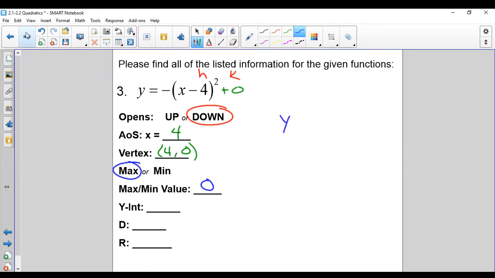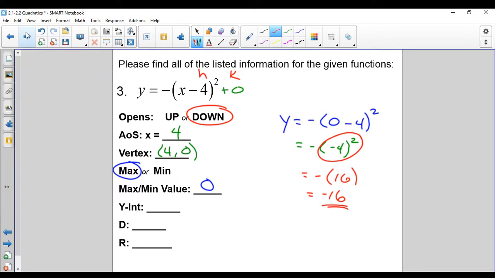Y-intercept, same deal. Plug in 0 for x. Watch yourself with this negative. Plug it in. Again, square it first. -4 squared is 16. Then we have this negative out front, and it becomes -16. So our y-intercept is (0, -16).